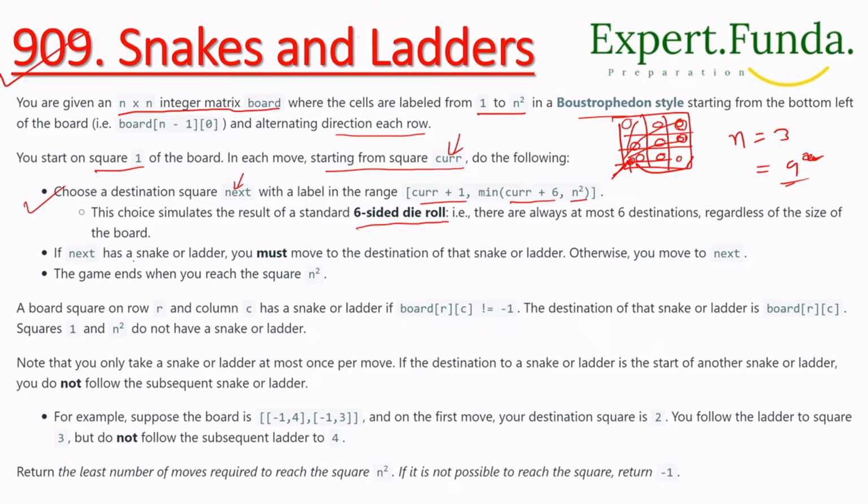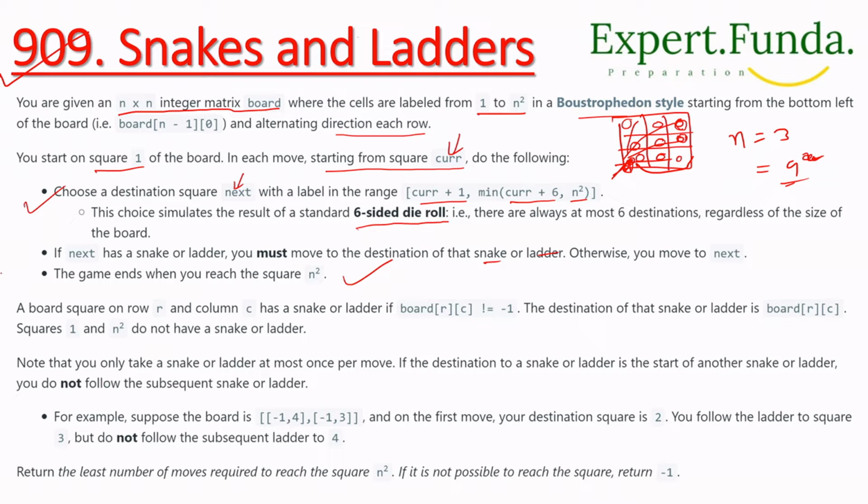So if the next has a snake or ladder, you must move to the destination of the snake or ladder. Otherwise you move to the next. The game ends when you reach the square n square. So it is saying if we are starting from here, we are moving to any of 6 results that can be possible. So there are at most 6 destinations we have.